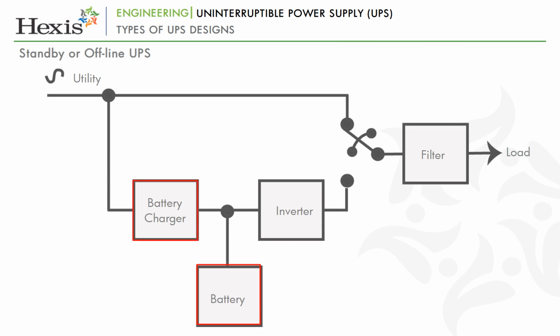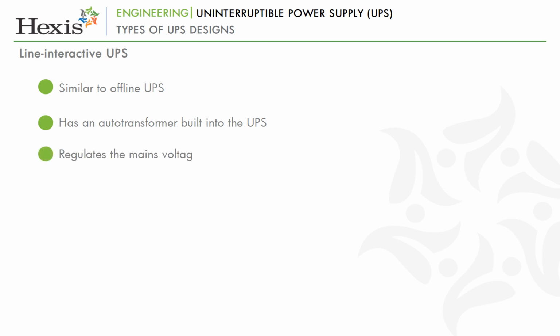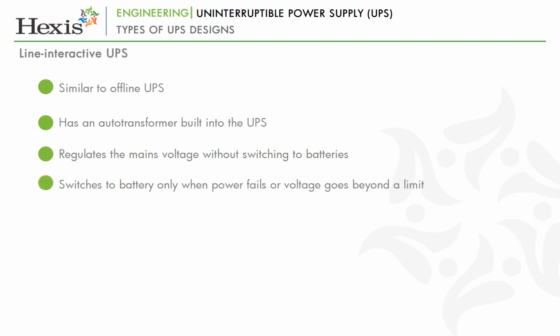The output of the batteries is connected to an inverter, which in turn is connected to the load through a transfer switch. Line interactive UPS is similar to offline UPS. The only difference is that line interactive UPS has an auto transformer built into the UPS which regulates the mains voltage without switching to batteries. It switches to battery only when power fails or voltage goes beyond a limit. Also, some battery power is utilized during the transformer adjustments. The battery consumption and transfer time is lesser than that in an offline system.